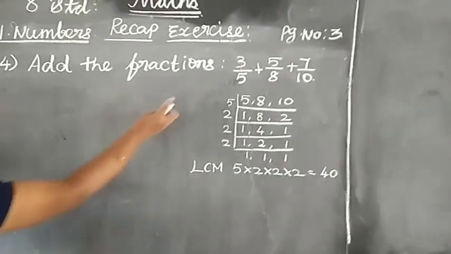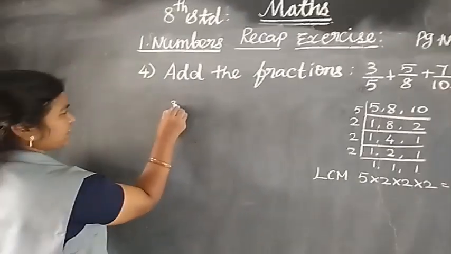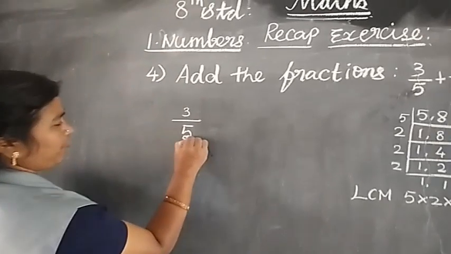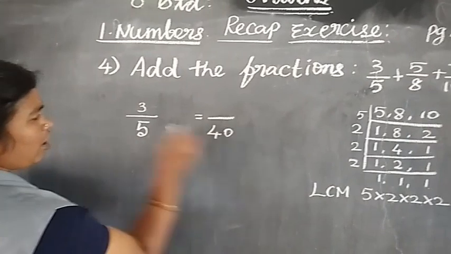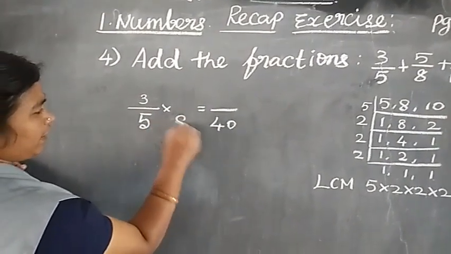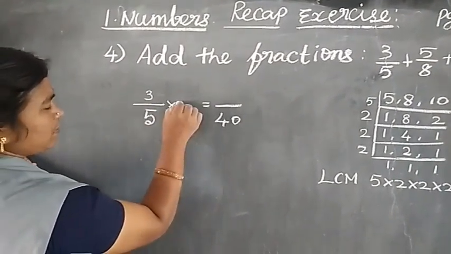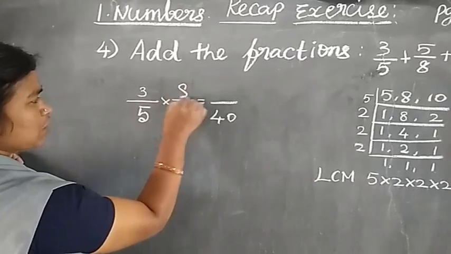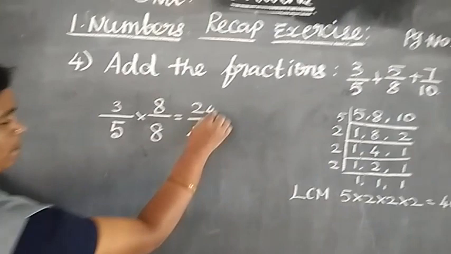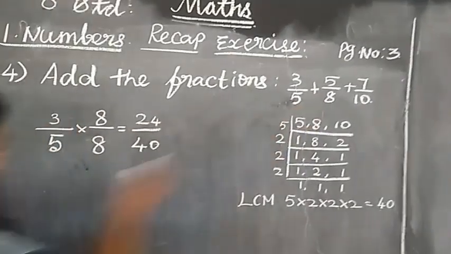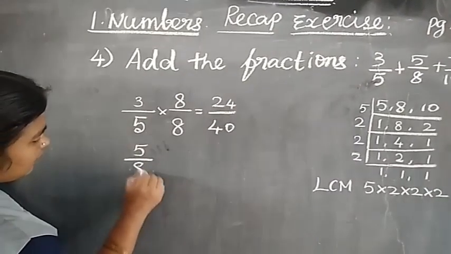So shall we change the first fraction? The first fraction is 3 by 5. Change the denominator into 40. How many 5s are 40? 8 5s are 40. So multiply the numerator also by 8. 3 8s are 24.